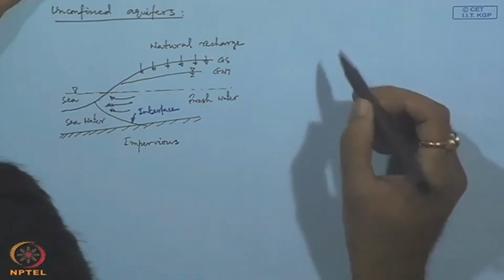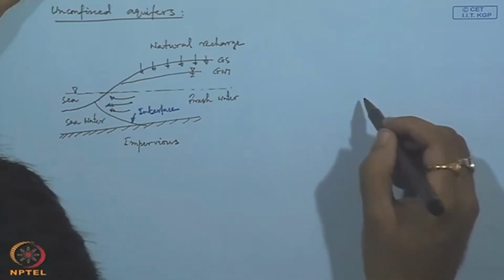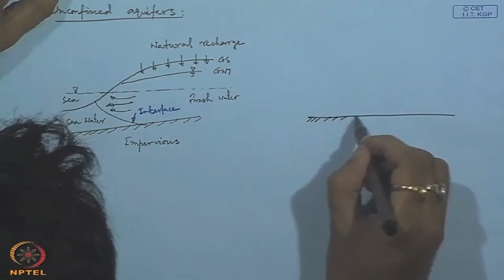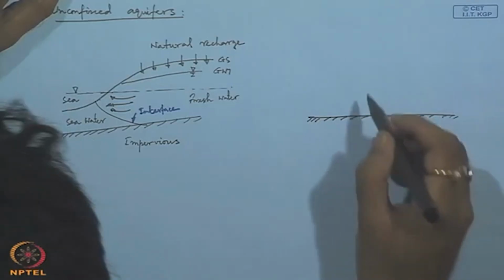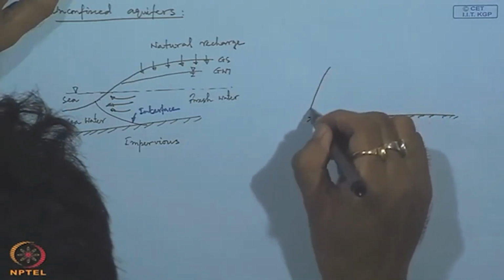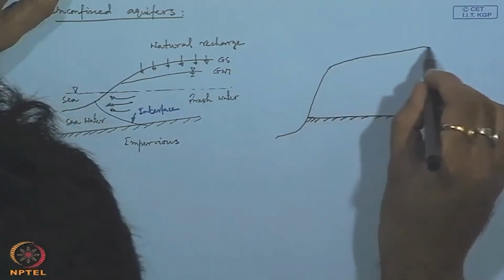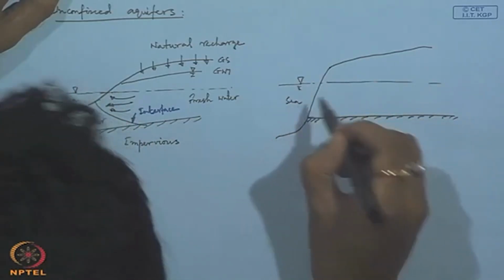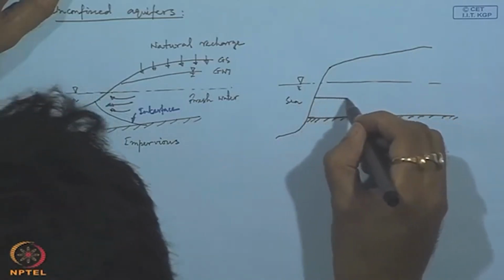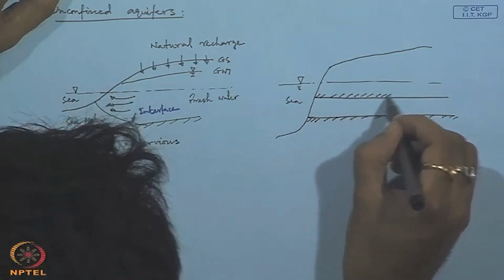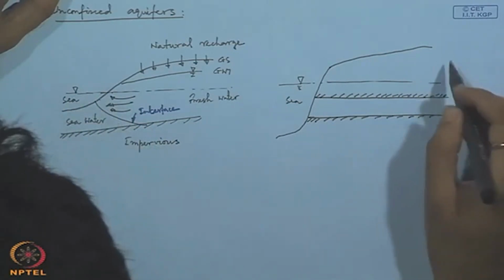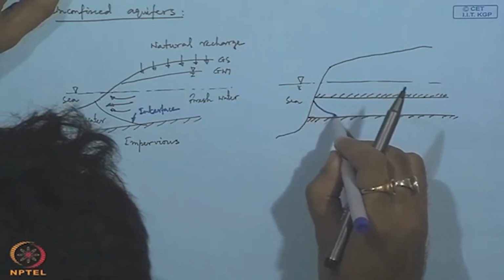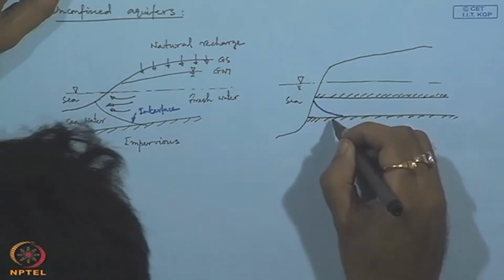Second case, if we have some kind of confined aquifer situation, this is again impervious, this is our sea level, another impervious region, so this is the location of interface.